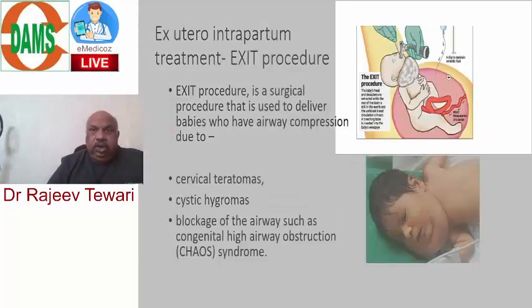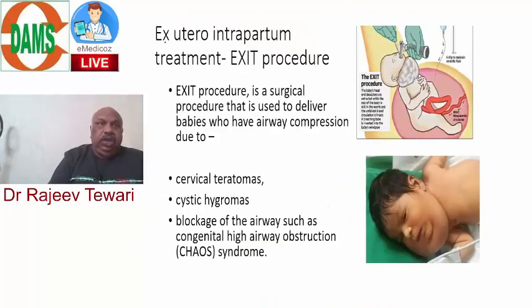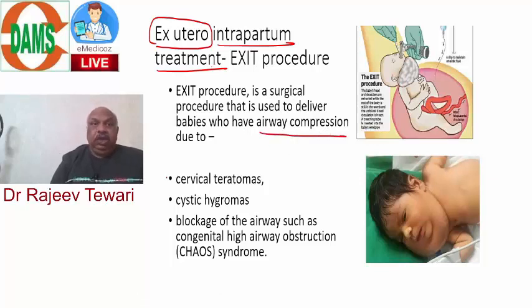You see what we do here. You deliver the baby like you are doing a cesarean. Don't ligate and cut the placenta. Let the oxygen come through it. First, ensure the patency of the airway, maybe by intubation. Then you cut the placenta. So this is called ex utero, outside the uterus, intrapartum, during delivery. So for airway compression, either teratomas or cystic hygromas or congenital high airway obstruction called CHAOS.